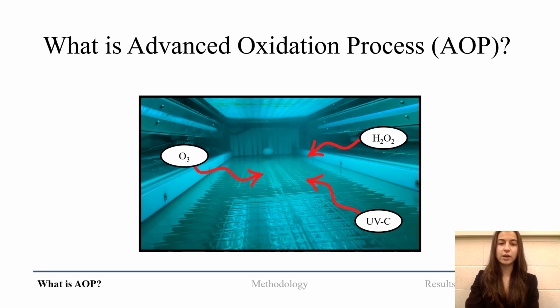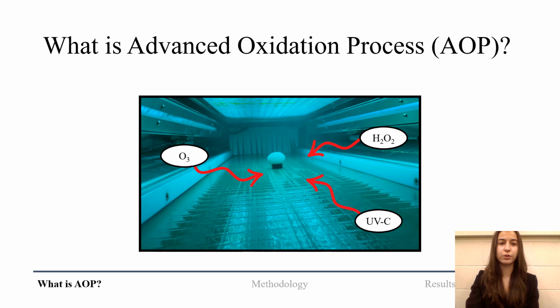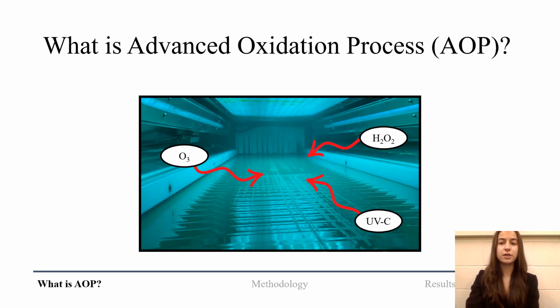Advanced oxidation process, or AOP, is known as the generation of hydroxyl radicals through the interaction of hydrogen peroxide, ozone, and UV light. These hydroxyl radicals act as sanitizing agents to disinfect the surface of the egg when introduced into the AOP reactor facilitated by a conveyor system.